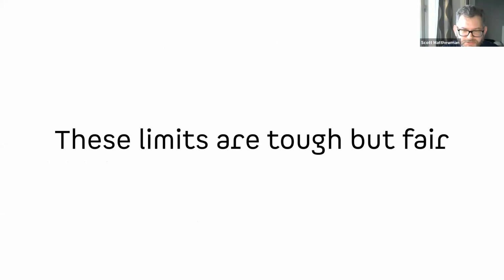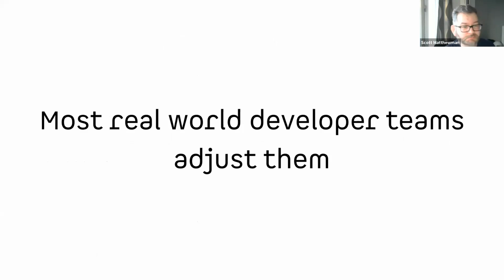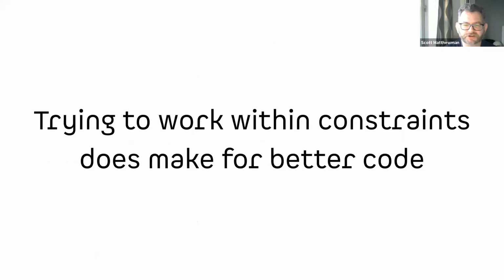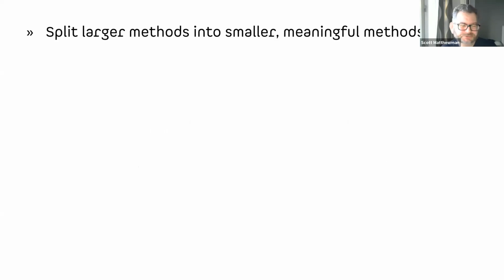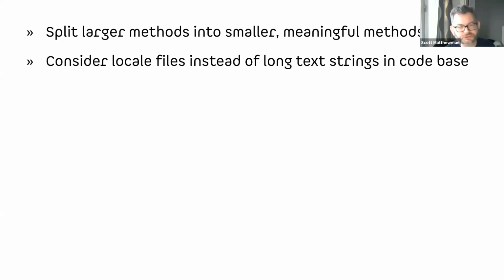the easiest thing to do, but sometimes I feel that they are actually quite fair. I've seen nearly every developer team I've ever worked with end up adjusting some of them, which is also fair. But I do think that trying to work within those constraints can make for better code, because it encourages us to split larger methods into smaller, meaningful ones. If we've got huge, long text strings which are pushing that line length out, maybe we should be using locale files and just using identifiers in code.